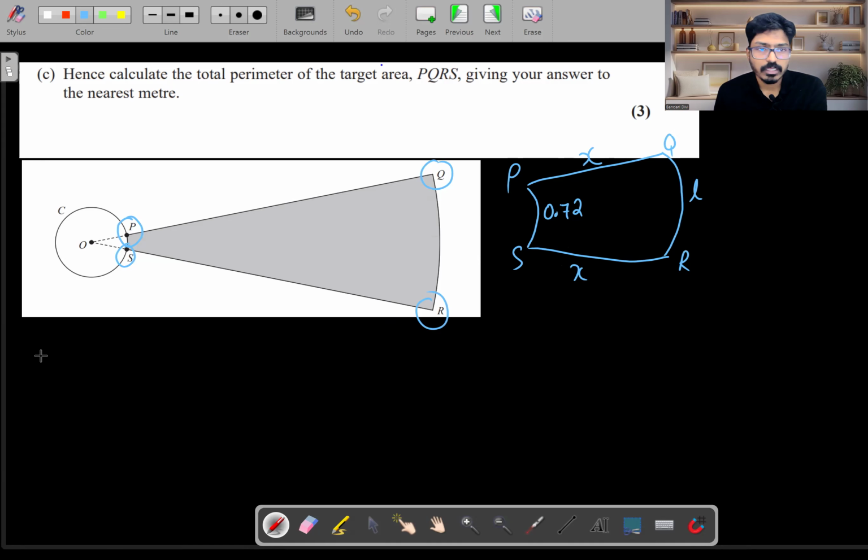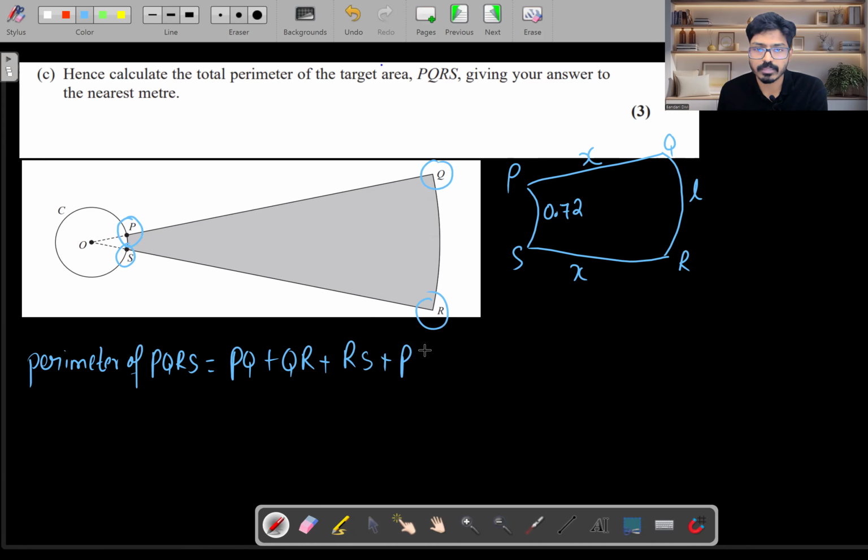So now the perimeter of P, Q, R, S is equivalent to PQ plus the boundaries. We have to add all the boundaries: PQ plus QR plus RS plus PS, right? So now I can write down what our PQ is, which is x, and what is our QR? QR is our L. So we need to calculate L.